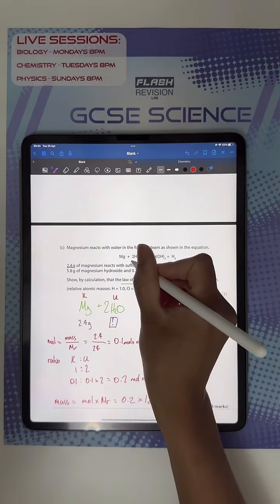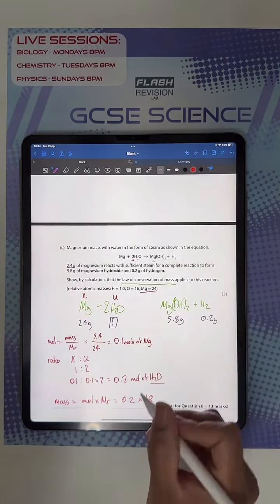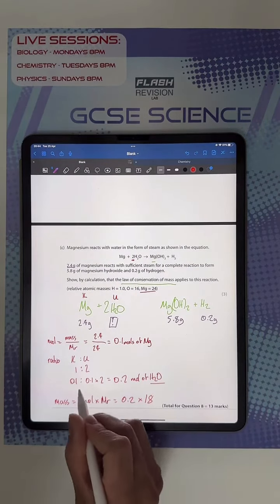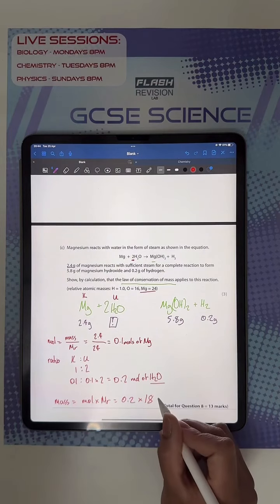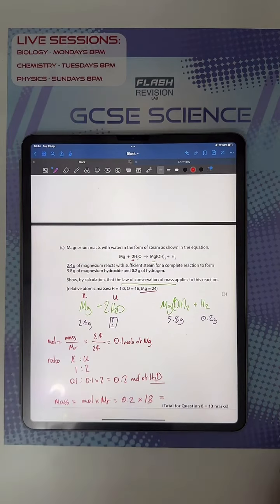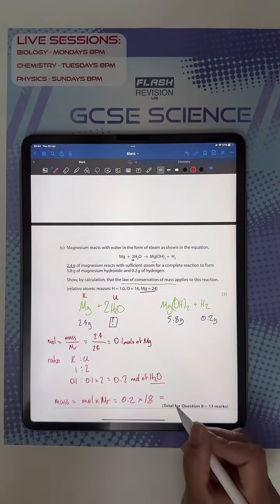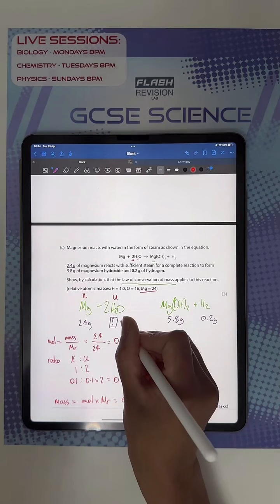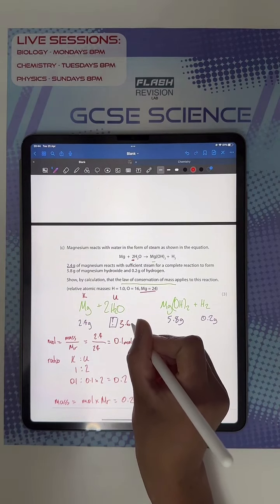You don't include the 2's when you calculate the Mr. You don't include the big numbers because you're taking account of it in this step here. So 0.2 times 18, which gives 3.6. Therefore, this all works because that means this is 3.6.